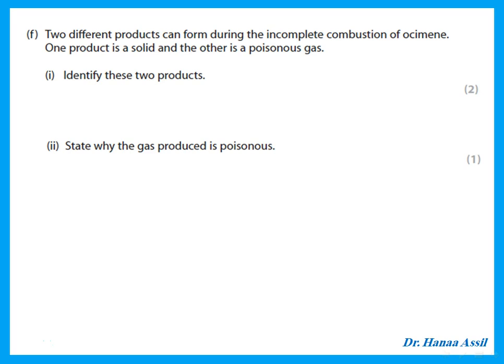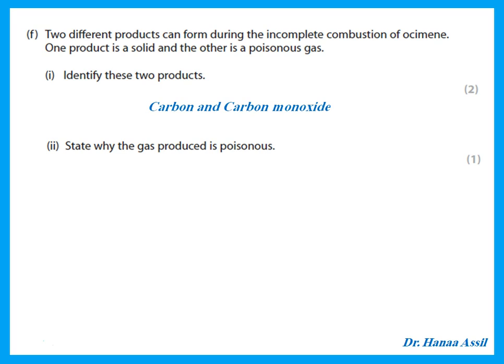Two different products can form during incomplete combustion. So remember, complete gives carbon dioxide and water. Now, incomplete, he's telling me it will give one product which is a solid, and the other is a poisonous gas. Remember, incomplete combustion can give you what? It can give carbon, or the black stuff which we call soot, and a poisonous gas, which is carbon monoxide.